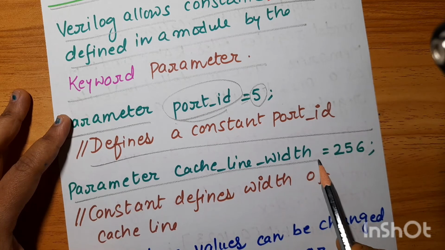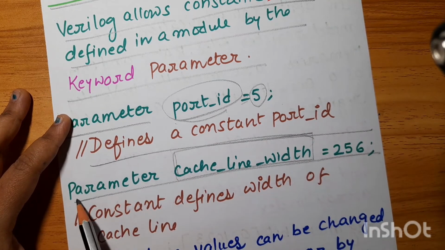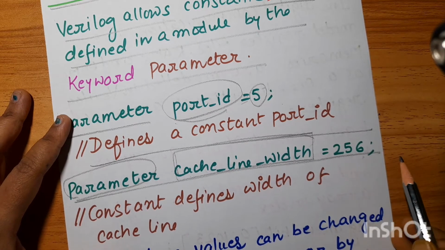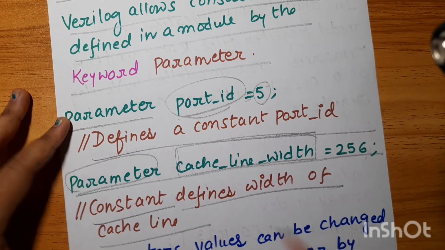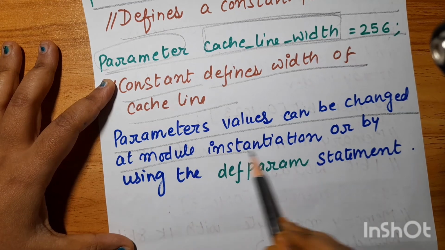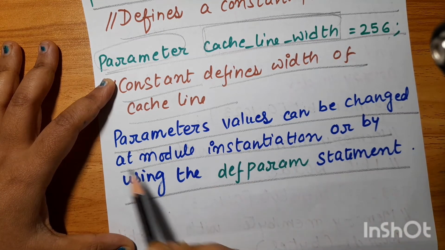Parameter cache line width is 256. We declared a parameter type called cache line width. This holds the fixed value 256. The constant defines the width of the cache line. Parameter values can be changed at module instantiation or by using the defparam statement.